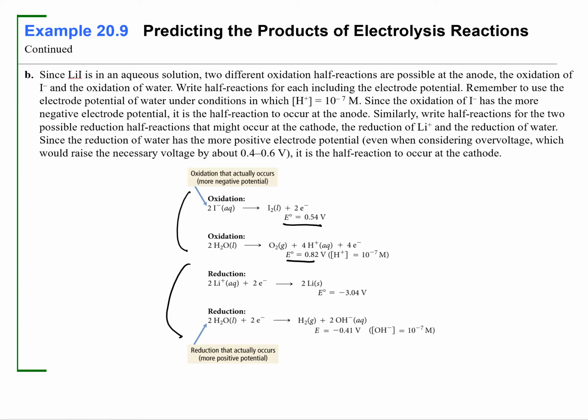And for the reduction, we have the lithium and we have the water. And the lithium is very negative, negative 0.304 volts. And that means it's not going to be very good at getting reduced. And the water is negative 0.41 volts. And it's going to be favored. So that's a pretty easy solution.